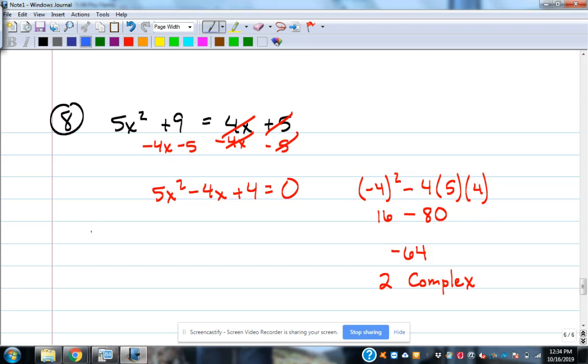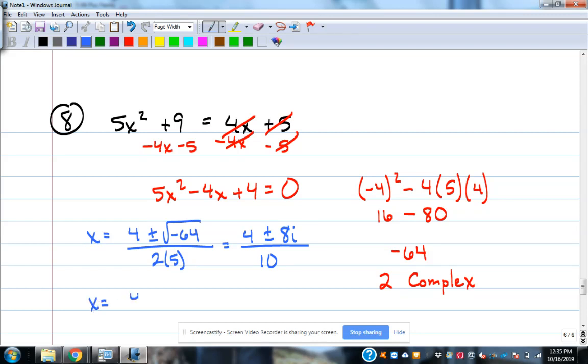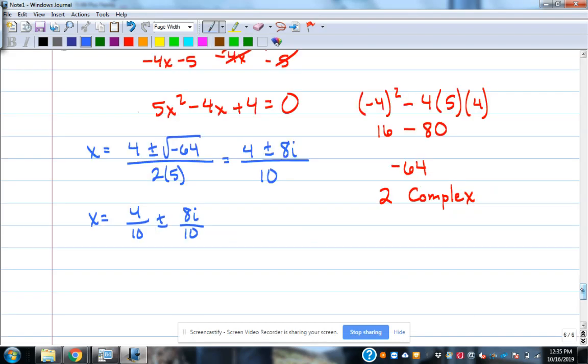So we're just going to go and do the quadratic formula. Negative b plus or minus the square root of negative 64 over 2 times 5. So that's going to be 4 plus or minus. What's the square root of negative 64? 8i. Good job, guys. And then 2 times 5 is 10. And then we're just going to split it up. 4 over 10 plus or minus 8i over 10. And simplify each fraction.